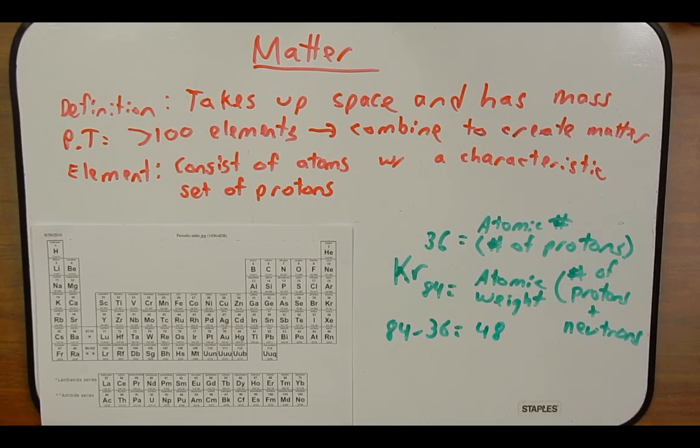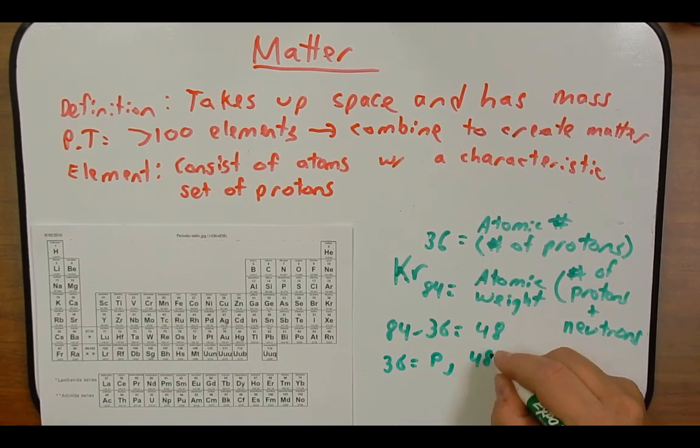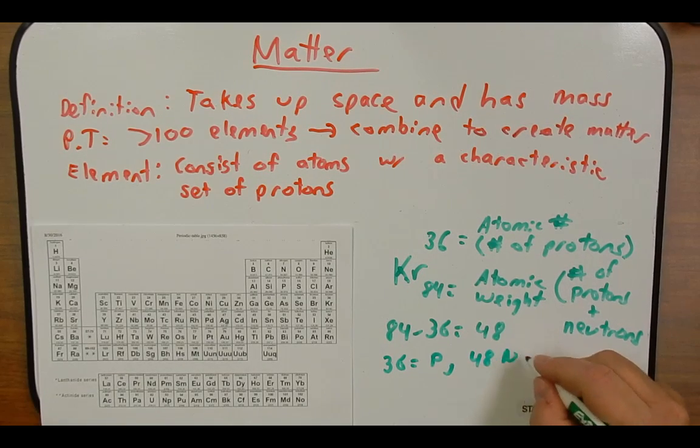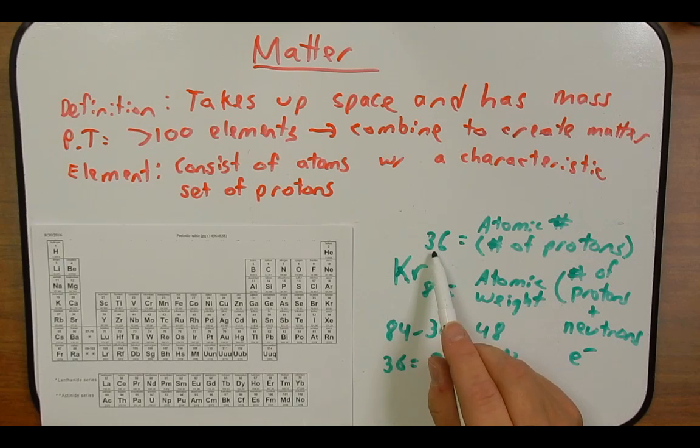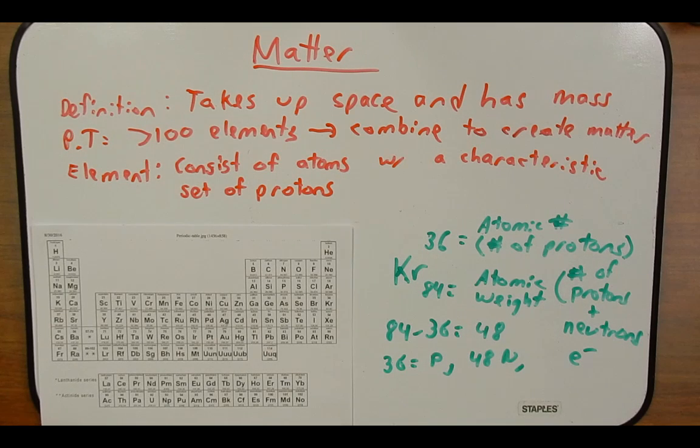So in this atom of krypton, we would predict that there are 36 protons, 48 neutrons, and how many electrons? The number of electrons is defined as being equal to the number of protons to give it a neutral charge.